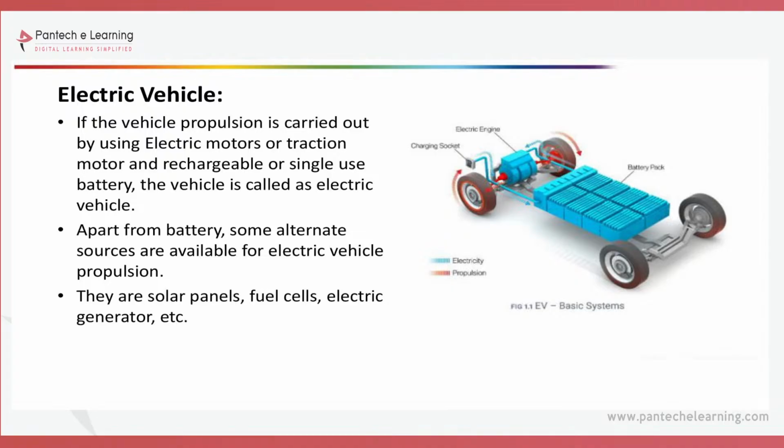So the vehicle propulsion is carried out by the motor, by using rechargeable batteries or non-rechargeable batteries, so it is called an electric vehicle. Apart from the battery, some alternative energy sources are also available, such as solar panels, fuel cells, and electric generators. These are all the other energy sources used in electric vehicles.